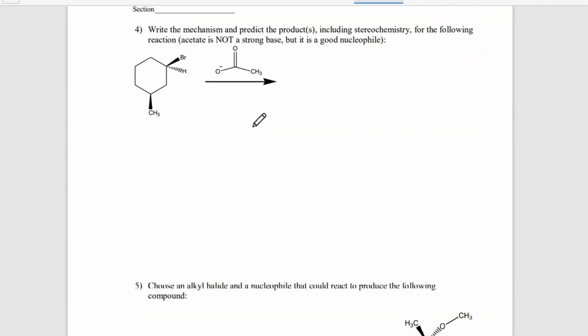All right. Now let's take a look at problem number 4. It says, write the mechanism and predict the product or products, including stereochemistry, for the following reaction. It says acetate is not a strong base, but it is a good nucleophile. So she's expecting you to be able to distinguish between when you're going to have SN2, SN1, E1, and E2.